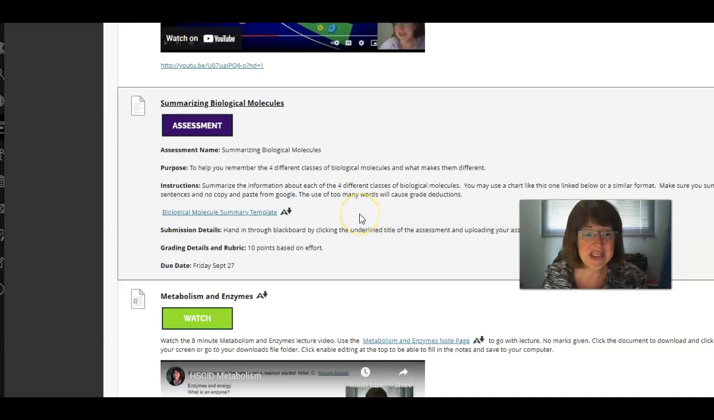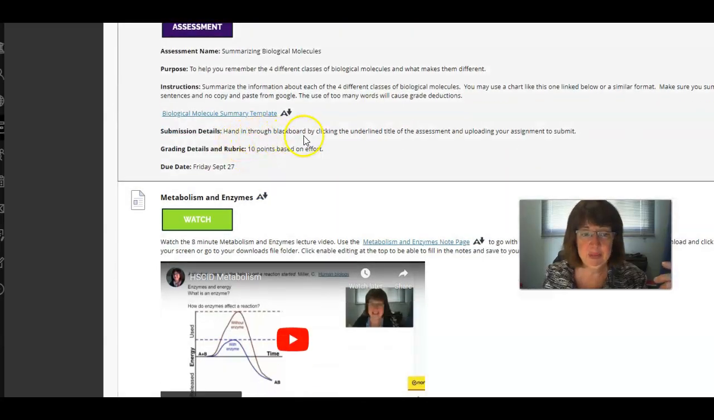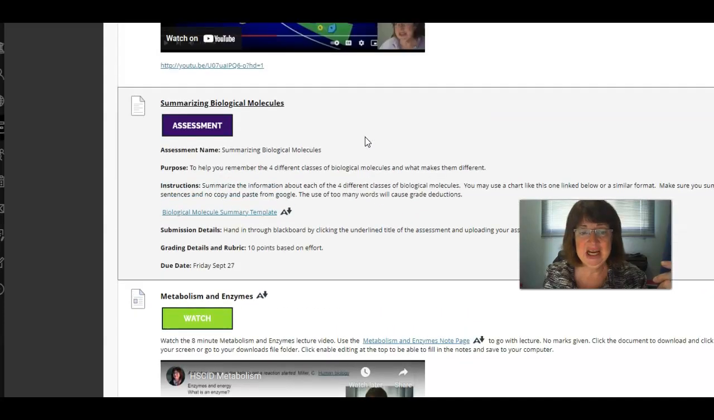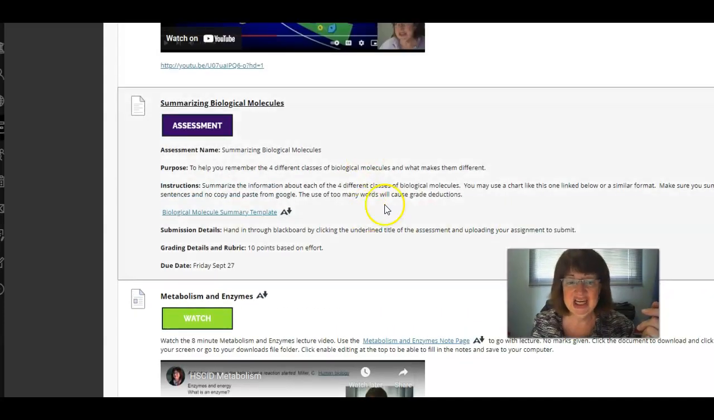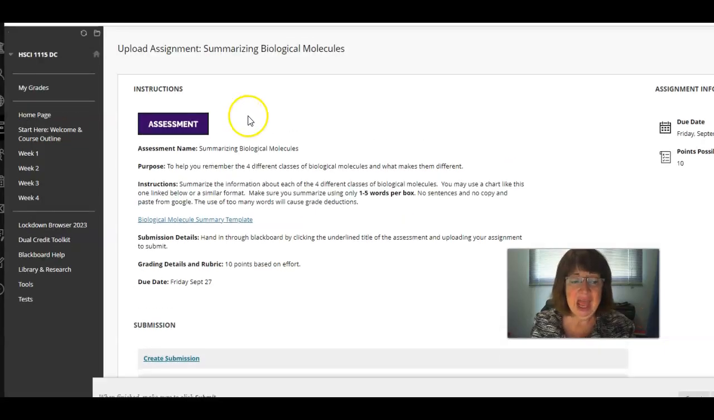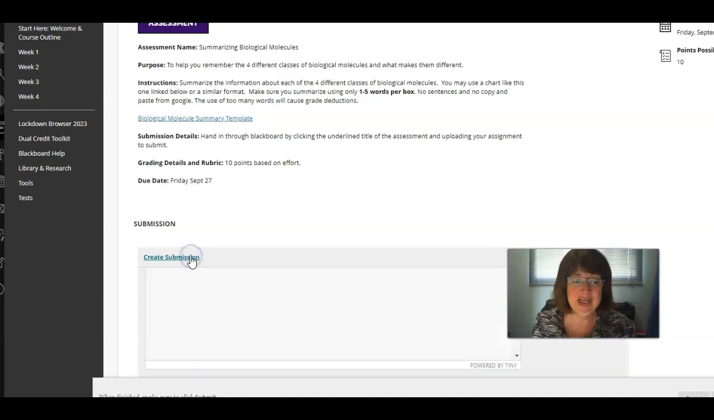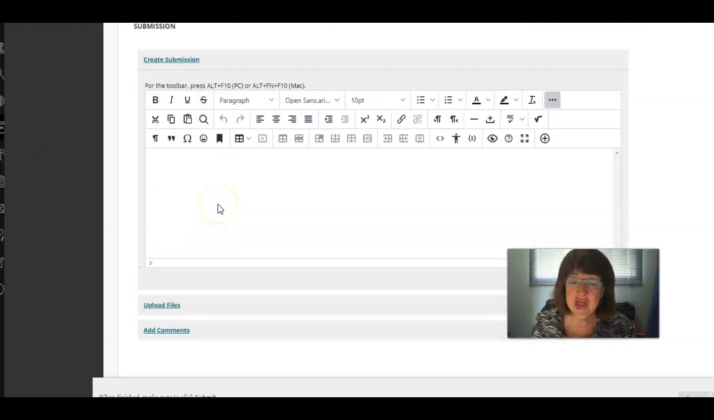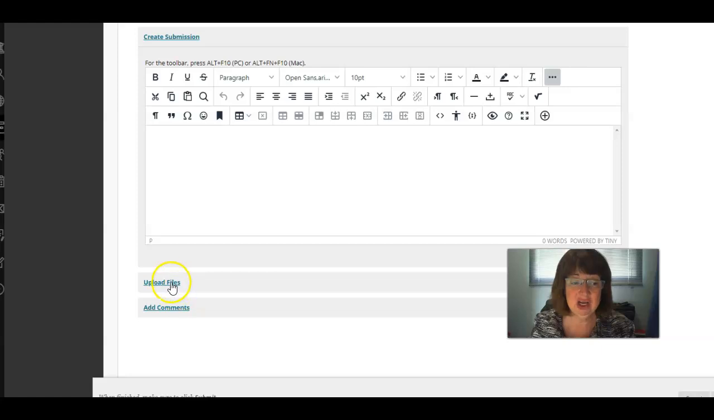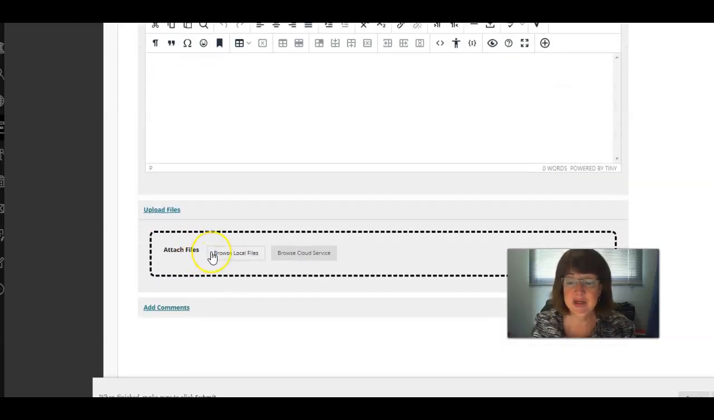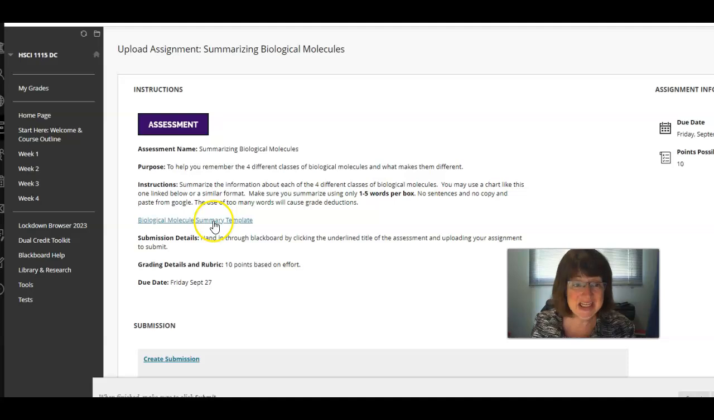Now, in order to hand this in, it says right here, hand in through Blackboard by clicking the underlined title of the assessment, which is up here. You click there, and then you can either go create submission and copy the information in here, or if you have that as a document, you can upload the document and put it in there. And then this is due by Friday again. So the end of the week. Okay, so that is that assessment.